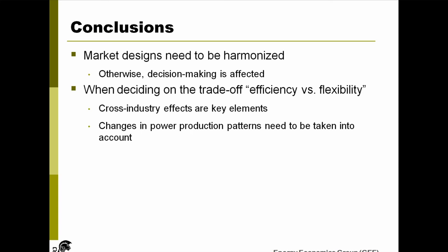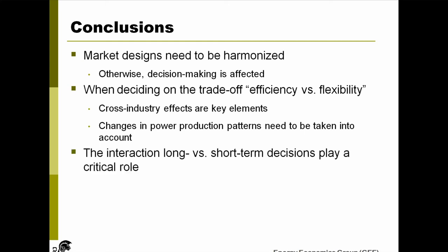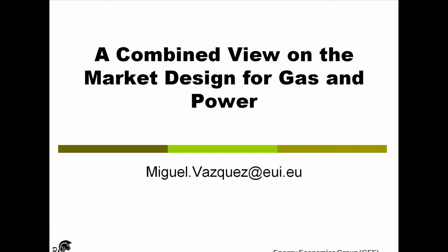For example, if we decided 3 decades ago a particular trade-off, assuming a particular flat pattern of the gas system, but now we have a very volatile gas system, we will probably need to revisit the decision-making process efficiency versus flexibility. And this has to be done not only in the short term, not only in the long term. We need to pay attention to the interaction long versus short term decisions, because they play, as we saw, a critical role. And that was all.